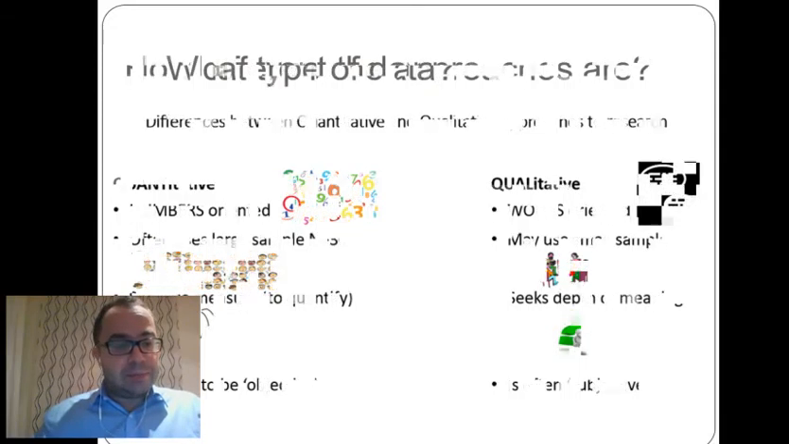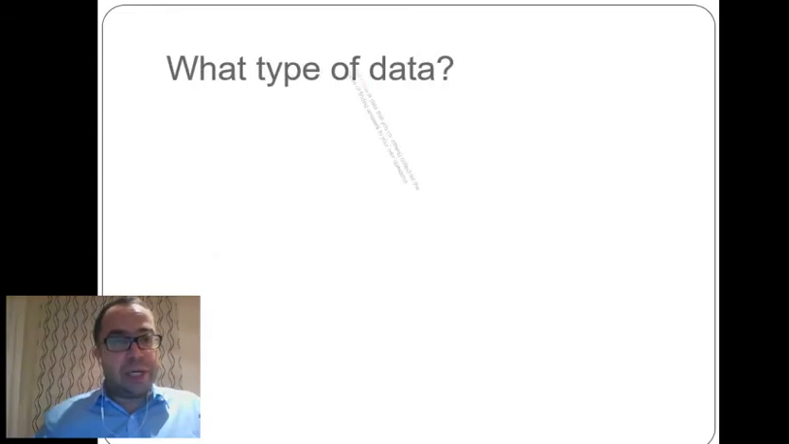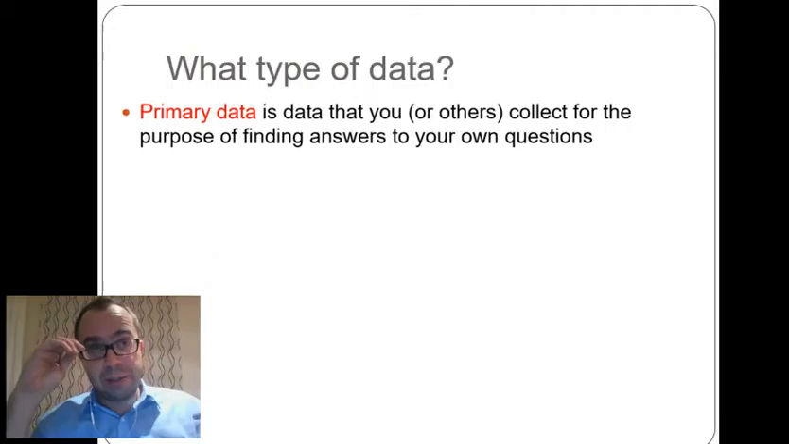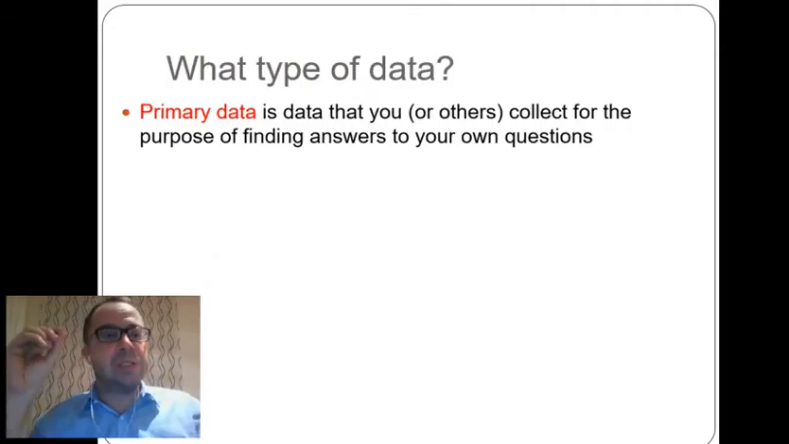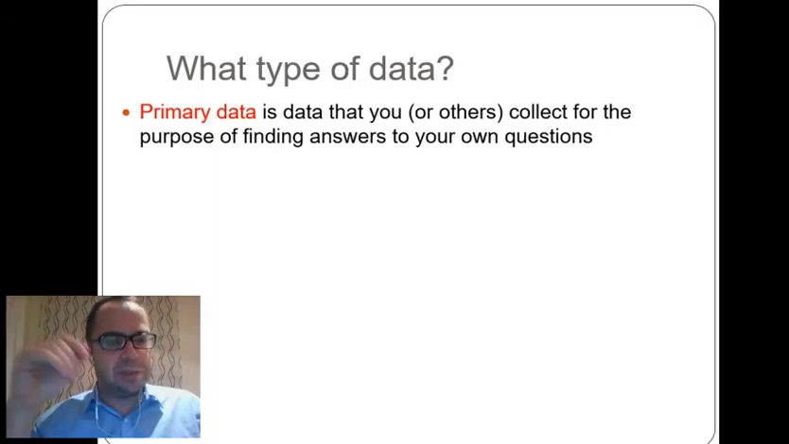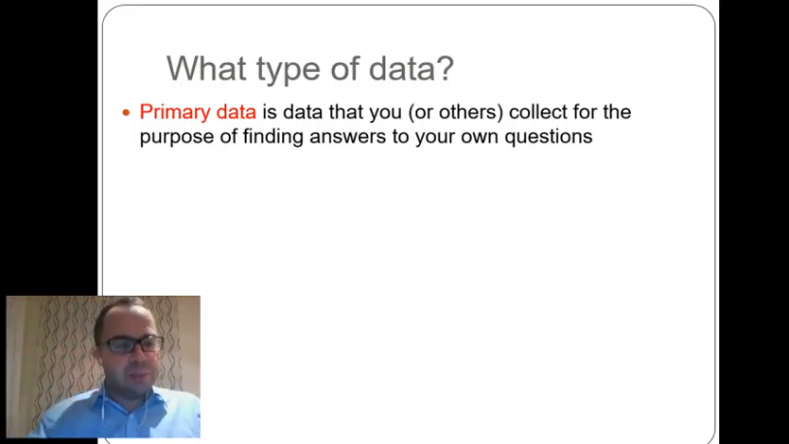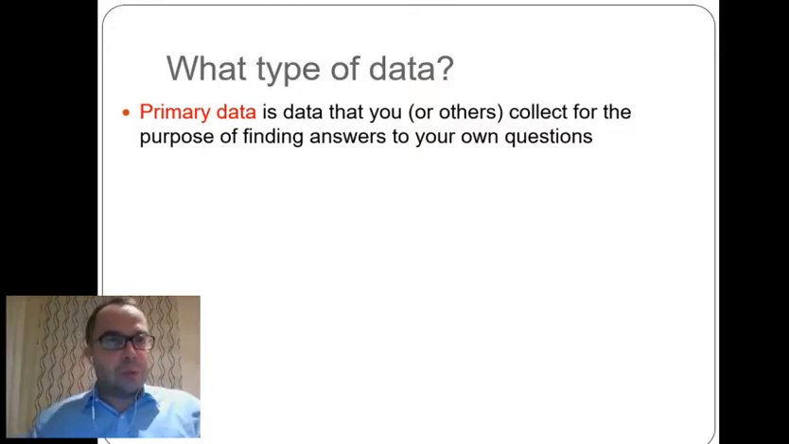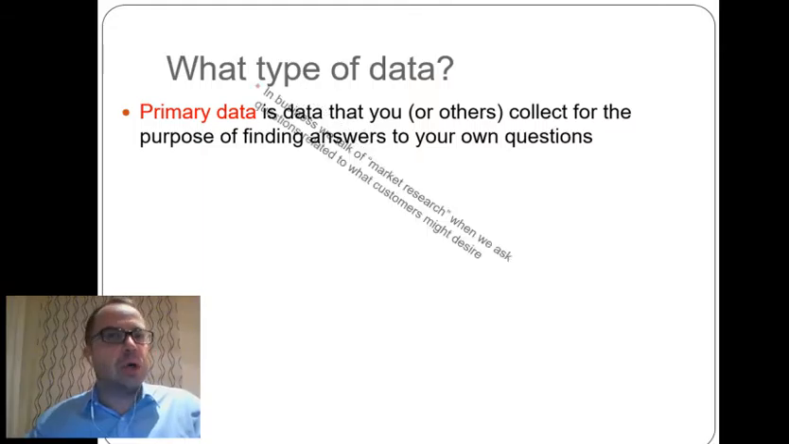All right, let's move on to the types of data. I mentioned in my earlier slide the concept of primary data as opposed to secondary data. Let's look into a little bit more depth what the difference is. Primary data is something that you and only you, or probably other people who are working with you, collect for the purpose of finding answers to your own questions.